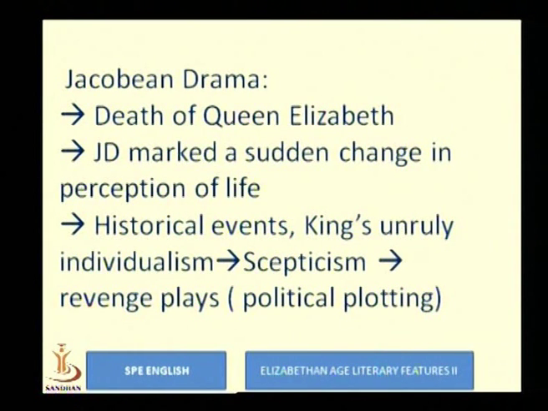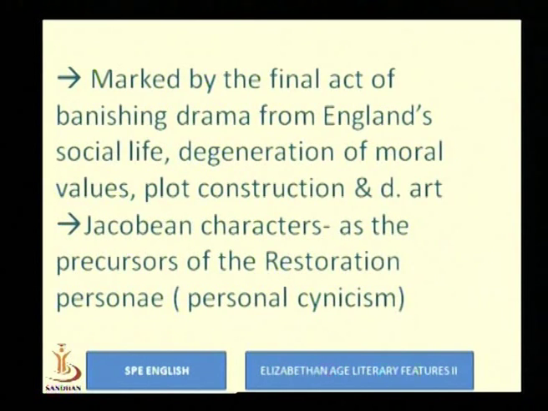Why did this kind of change come about? For every literary feature, you will find that a lot of historical events are responsible. The king's unruly individualism after the death of Queen Elizabeth, the skepticism which creeps in, and the revenge plays. These are a few things that you can identify with the Jacobean drama. There was political plotting as well. Jacobean drama, as I mentioned earlier, is marked by the final act of banishing drama from England's social life.